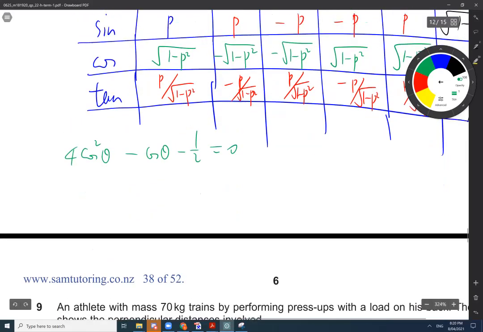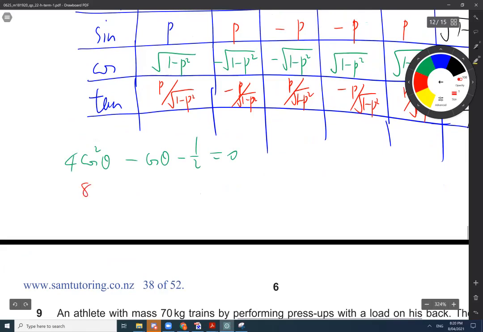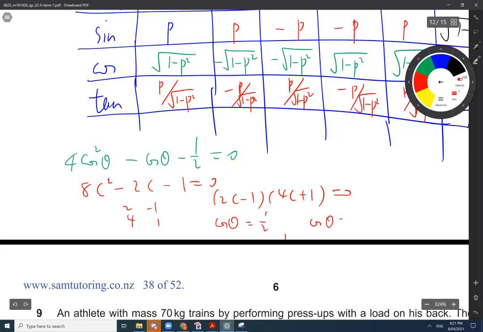This type of question is quadratics. You can write 8c squared minus 2c minus 1 equals 0. Can we factorize it? So 2c minus 1, 4c plus 1. So cos theta equals half, cos theta equals negative a quarter. This one gives you theta equals pi over 3.